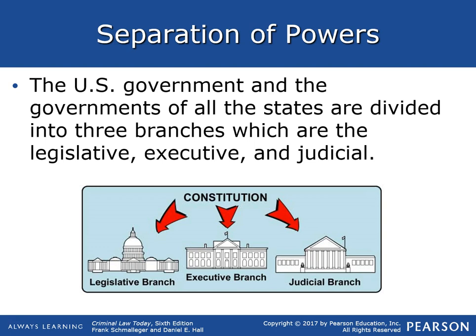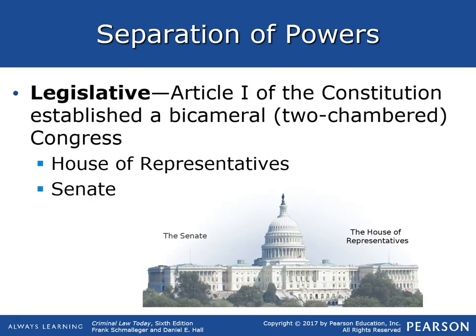And part of the importance of this entire thing would be something called separation of powers. The U.S. government and the governments of all the states are divided into 3 branches, which are the legislative, executive, and judicial branches. I know this is History 101, but it's important to understand, especially as it relates to criminal law. Would it be really good if some one entity was judge, jury, and executioner, if you will? That's probably not going to work now, because you don't want one individual or one particular group to have all of that power. Therefore, we have the separation of powers.